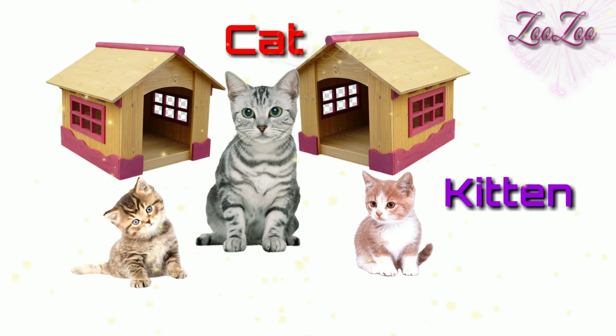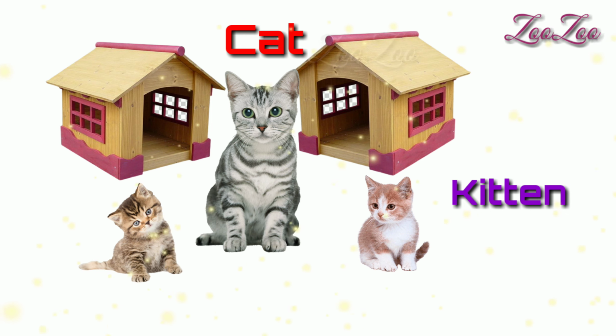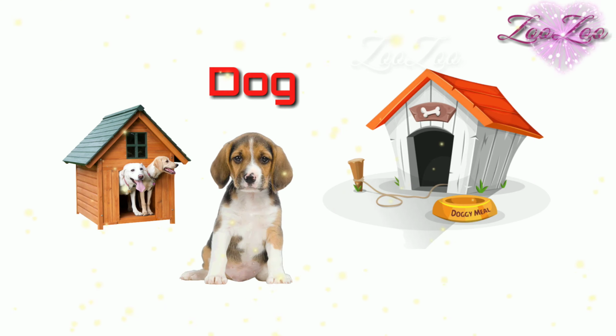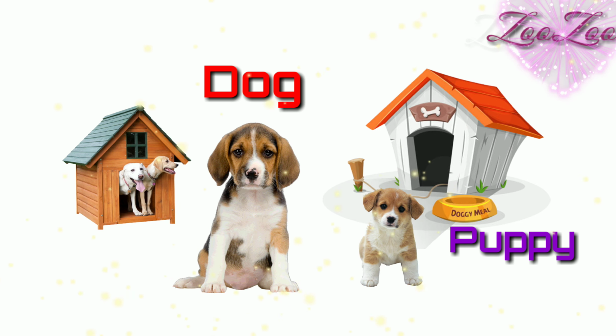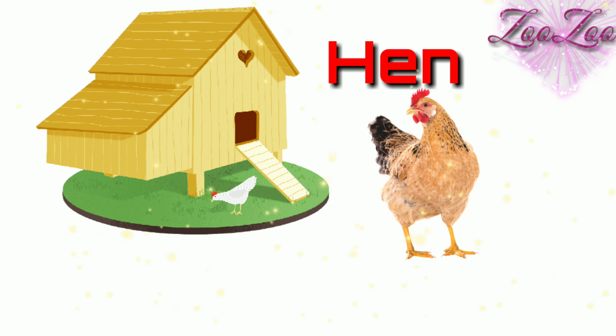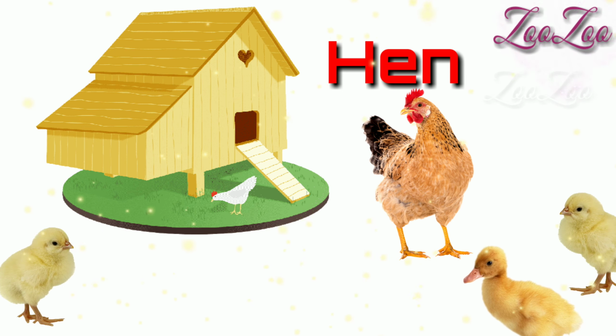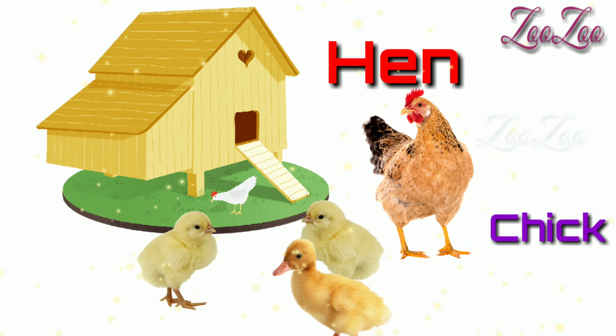Cat. Cat, young one is kitten. Dog. Dog, young one is puppy. Hen. Hen, young one is chick.